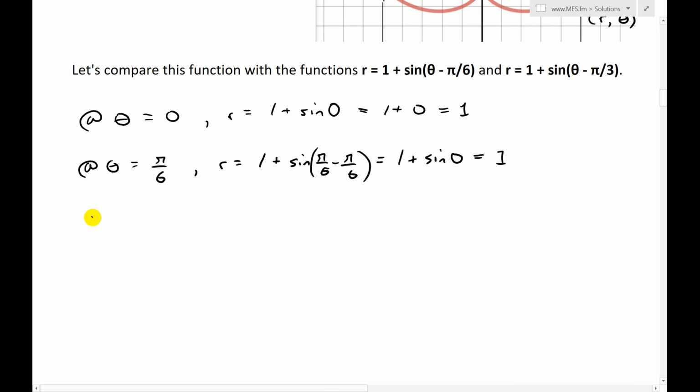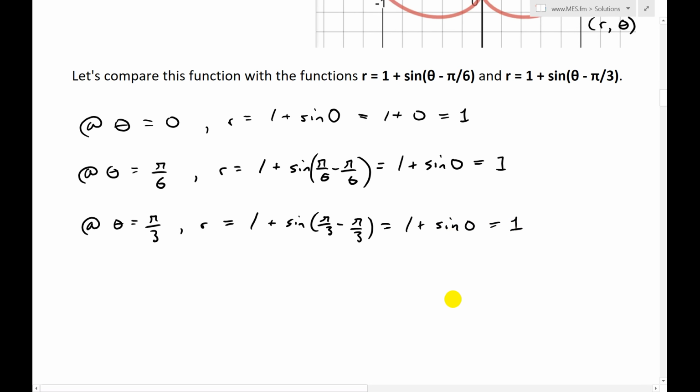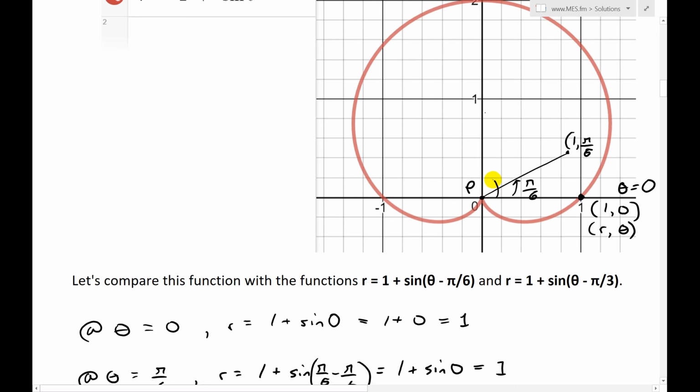Now at this one here, the same thing, we could plug in now pi over 3. So at theta equals pi over 3, we have r equals 1 plus sine of pi over 3 minus pi over 3. These cancel: 1 plus sine 0. Sine 0 is just 0. This equals 1, like that. So again, this would be shifted across somewhere around here, and this is going to be 1 and pi over 3. So something like that. This is going to be at pi over 3 angle.